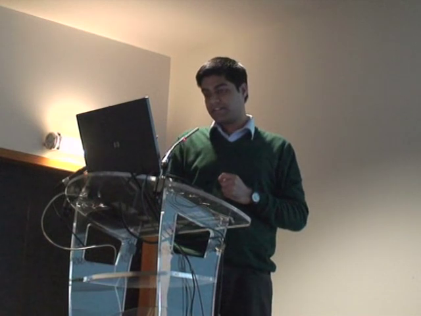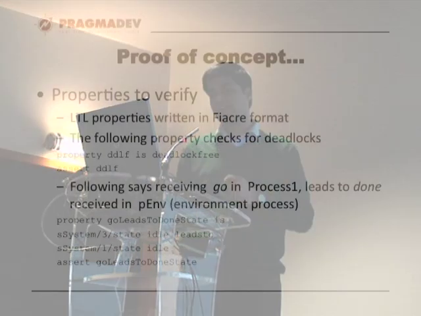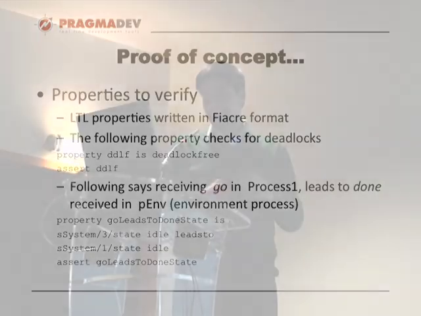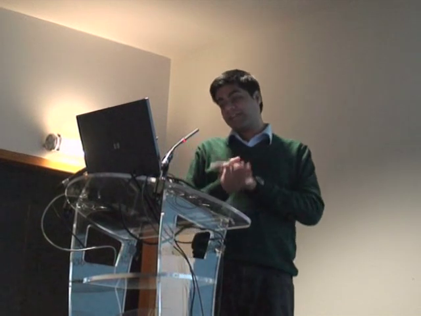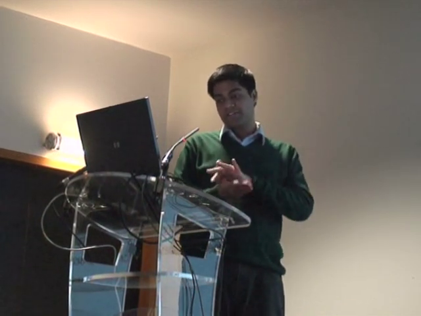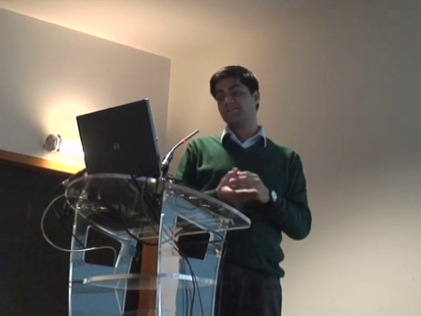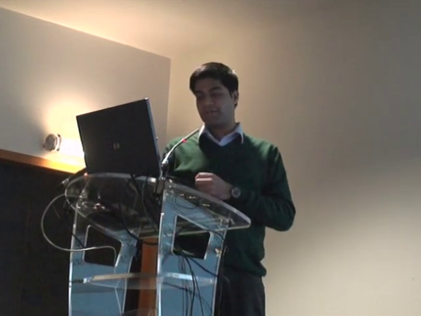Now the properties that I wrote to verify this system are basic, simple LTL properties in Fiacre format. The first, of course, is the basic deadlock property. You can see how simple it is to write. Property, then the property name, which is DDLF, for deadlock free, which is a keyword in Fiacre format, and assert DDLF. Now the second property was the main one that we wanted to verify for this proof of concept, and it says that receiving go in process P1 leads to done being received in the environment process. So we have property.